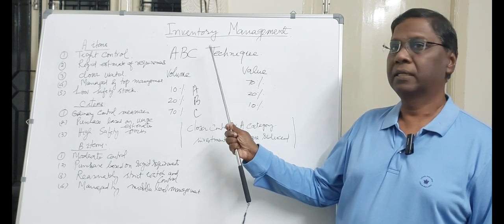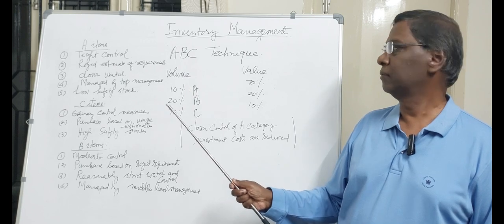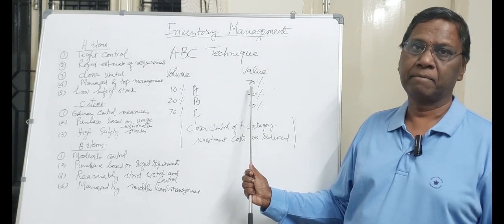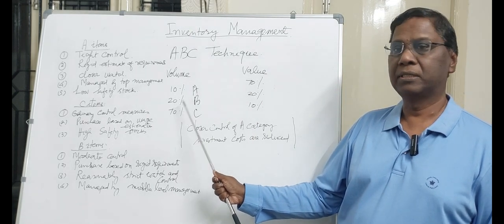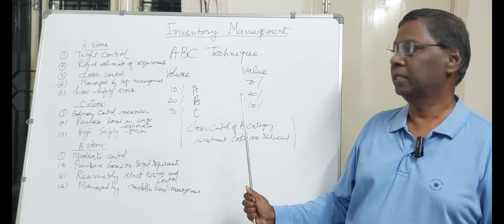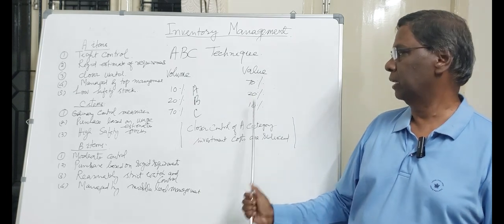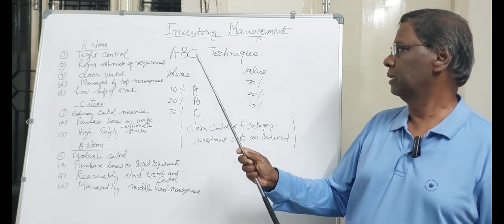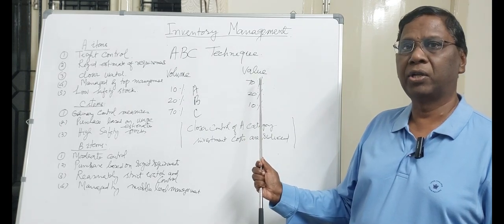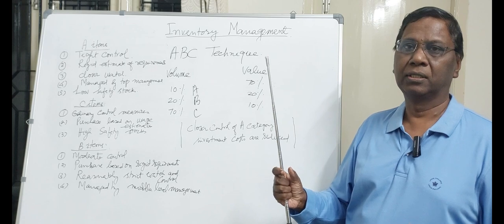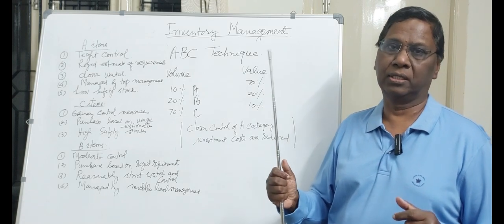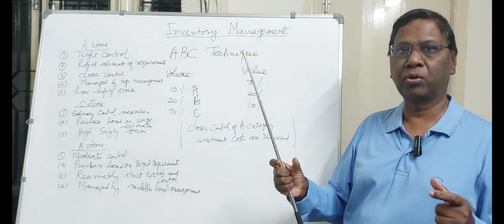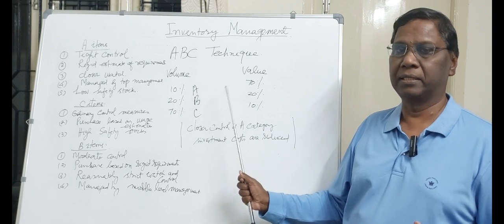So you are dividing your stock into three categories. One is the top 10%, which has the highest value at 70%. Second, the B category, 20 items, has a value of 20%. And 70 items carry only 10%. If you focus on these A items, the high value items, 70% of the value will be controlled and managed, so that we can avoid unnecessary cost. Because A items are very costly, most of the funds and capital are blocked in the A items only. So everything matters here in A.